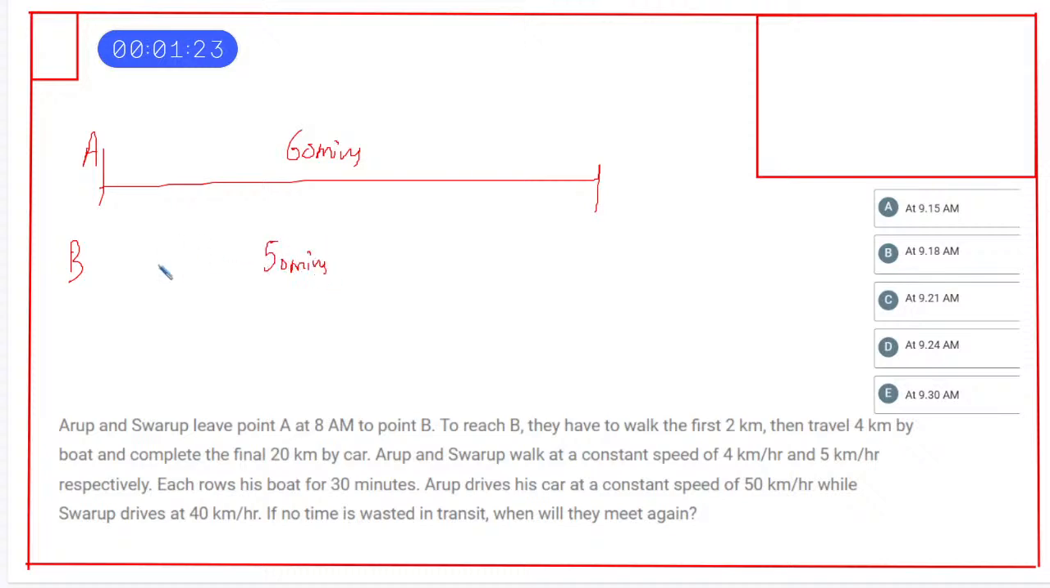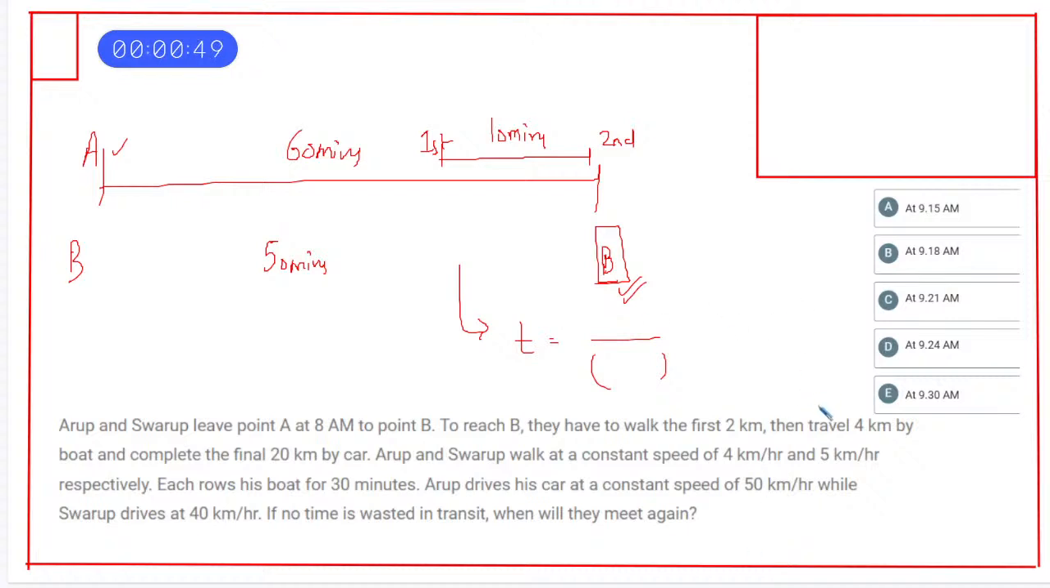So basically, the second person has already reached point B, and the first person is 10 minutes behind. So there would be a gap of 10 minutes between them. Then we can compute that distance with respect to the first person, and use the relative speed concept: find the distance between them and the relative speed. In that case, we can find the time taken to meet one another. Is that clear?